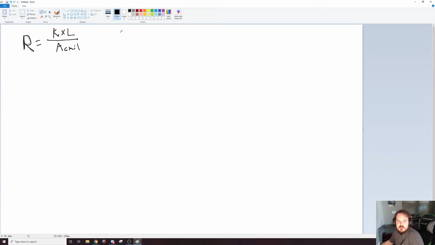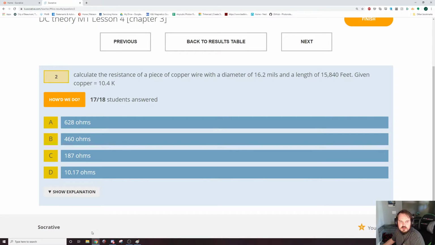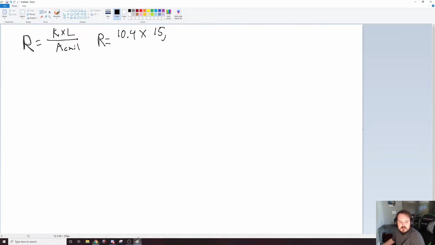So let's move some of these numbers. All right, so 10.4 is K. Let's do R equals 10.4 is K. L is 15,840.